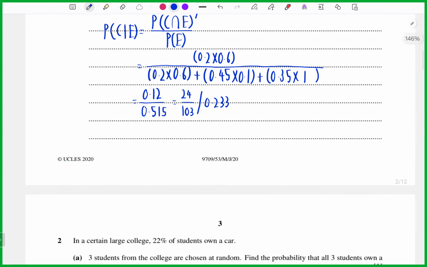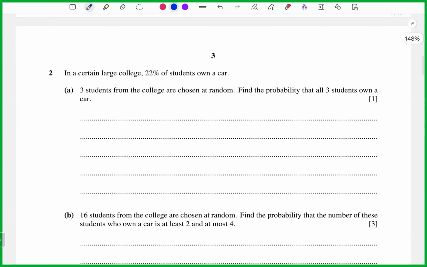All right, so now let's look at the next question, question 2. In a certain large college, 22% of the students own a car. A: Three students from the college are chosen at random. Find the probability that all three students own a car. So you can take 3C3, 0.22 power 3, 0.78 power 0, because we know the probability p is 0.22 and q is 0.78.